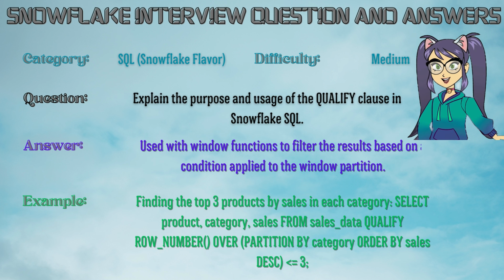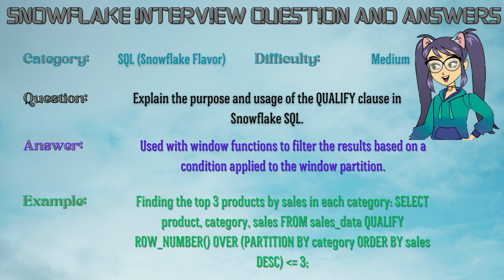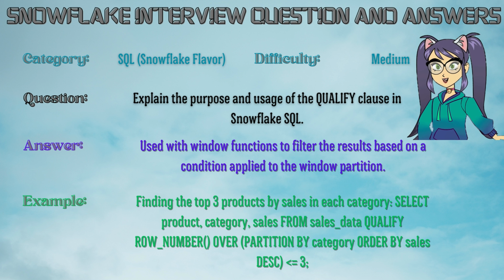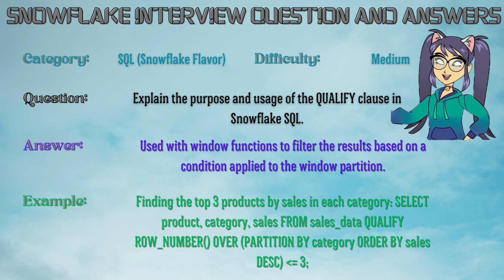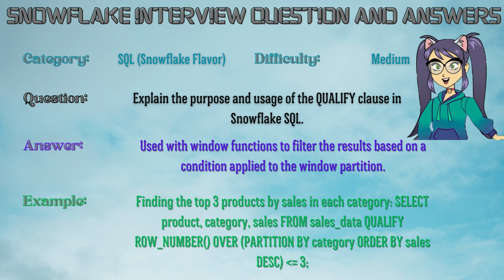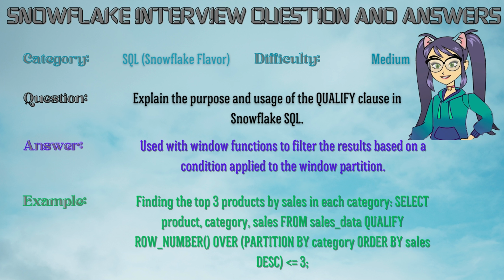Next question: explain the purpose and usage of the QUALIFY clause in Snowflake SQL. And the answer: it is used with window functions to filter the results based on a condition applied to the window partition. For example, finding the top 3 products by sales in each category. SELECT product, category, sales FROM sales_data QUALIFY ROW_NUMBER() OVER (PARTITION BY category ORDER BY sales DESC) <= 3.